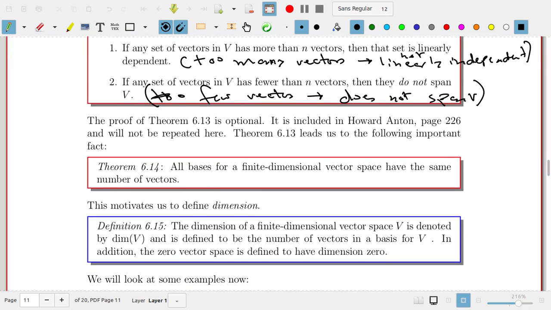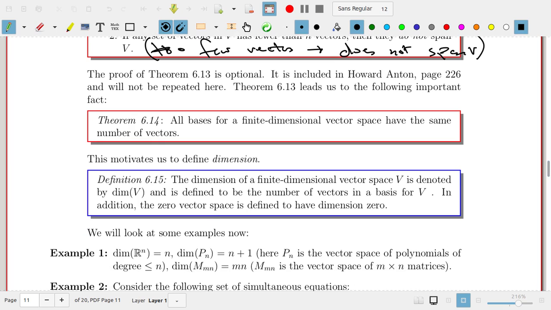Now this leads to the following fact: all the bases for a finite dimensional vector space have the same number of vectors. So if one basis for Rn has n vectors, then all bases for Rn must have the same number of vectors. The bases themselves might be different. One basis might have e1, e2, e3, the other basis might have 2e1, 2e2, 2e3, and so on. However, all the bases must have the same number of vectors.